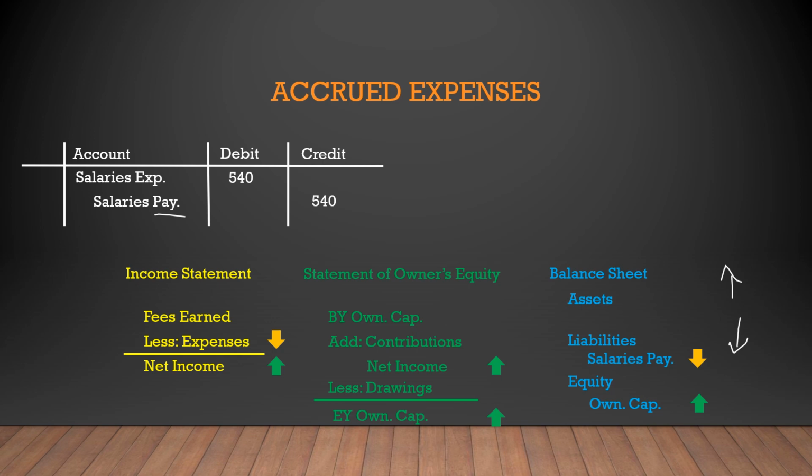If you need further confirmation, write out the accounting equation. The debit to expense reduces equity, and the credit to payable increases the liability. So if we don't record this entry, equity will be overstated and liabilities will be understated.